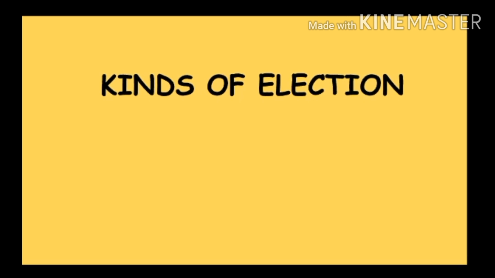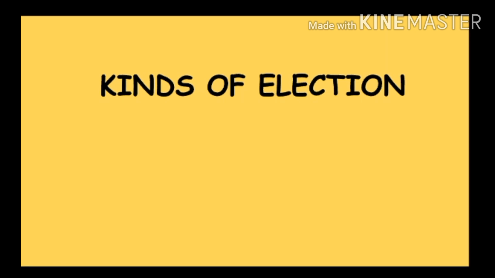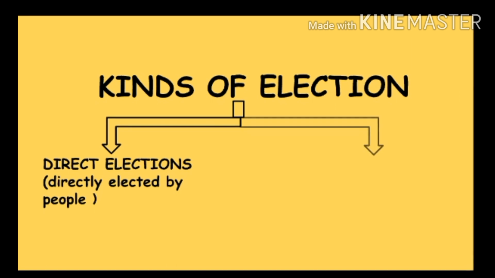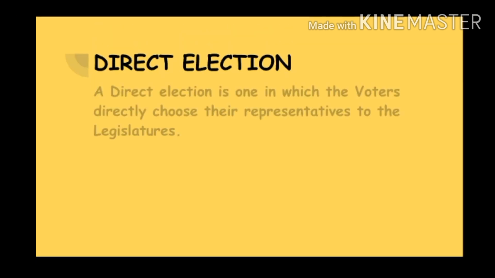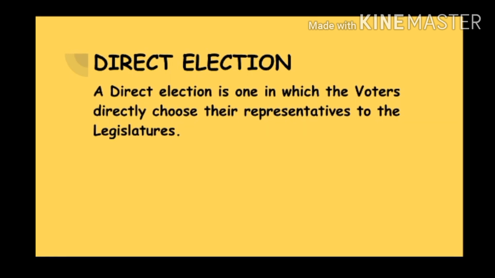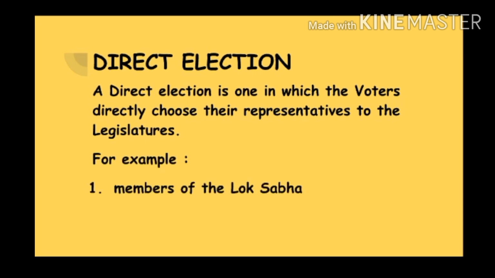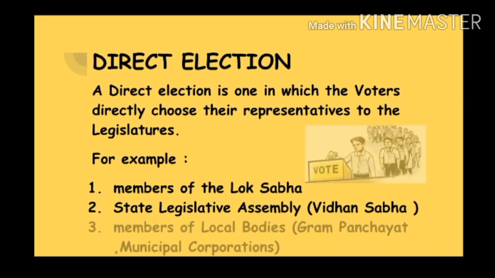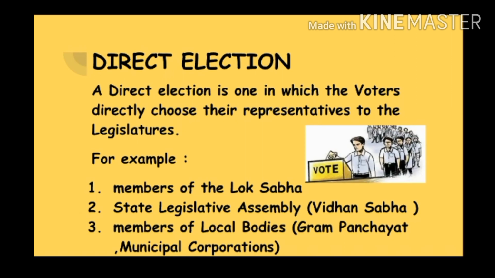Let us do the kinds of elections. There are two kinds of elections, direct election and indirect election. Direct election. Direct election is one in which voters directly choose their representatives to the legislatures. For example, the members of the Lok Sabha, the members of the State Legislative Assembly, Gram Panchayats, municipal corporations and committees are directly elected by the people.